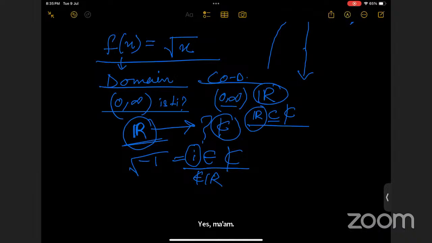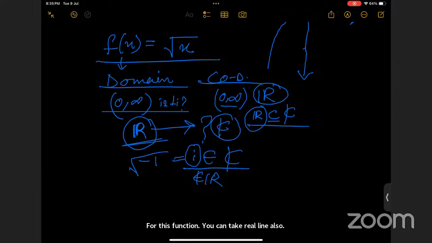But ma'am, in this case, are we neglecting iota or not? I just said it for your better understanding. Here we will not consider the complex number cases. In this course we will only see the real number cases. But in general, for this function, you can take the real line also, and for this, the complex numbers will be the codomain.